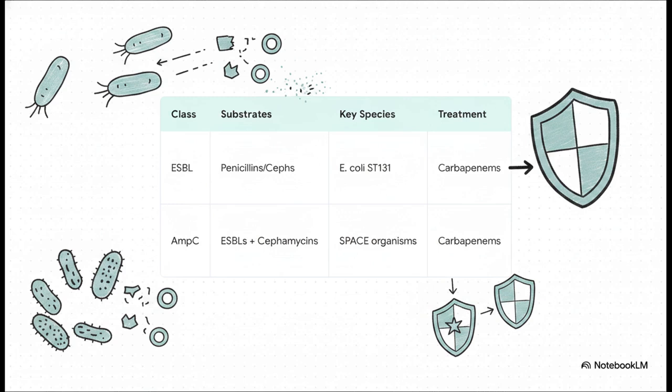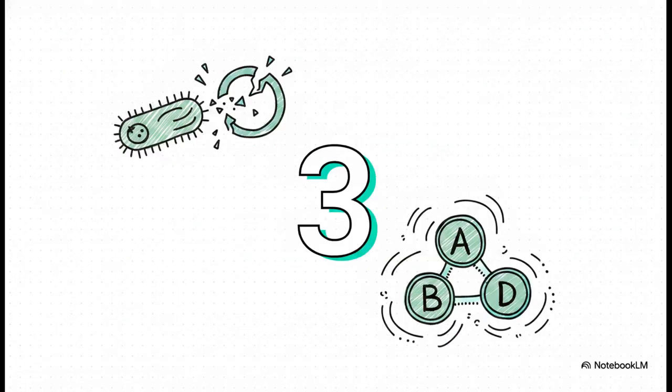So your most reliable rescue therapy, carbapenems. But on the flip side, we have AMP-C resistance. Now this one is strictly tied to the SPACE organisms. That's Serratia, Providencia, Acinetobacter, or Citrobacter, and Enterobacter. AMP-C trashes everything ESBL does, but it also takes out the cephamycins. If you're dealing with a severe AMP-C infection, you're again looking at carbapenems or potentially reaching for a fourth-generation cephalosporin like cefepime.